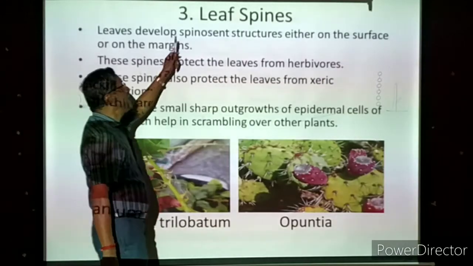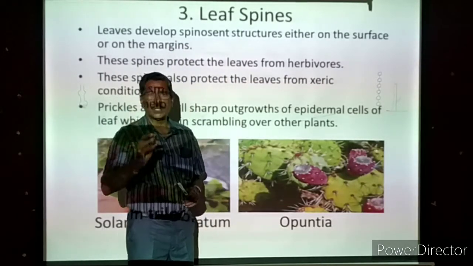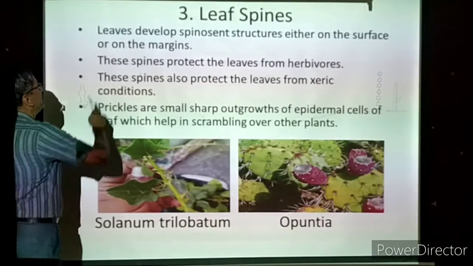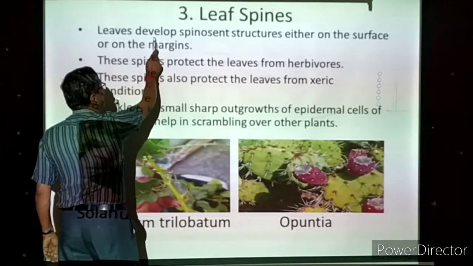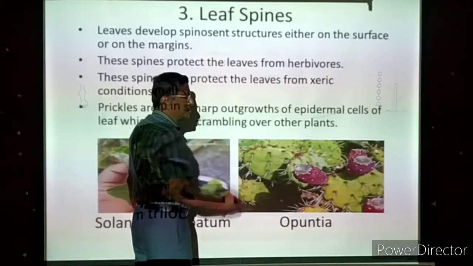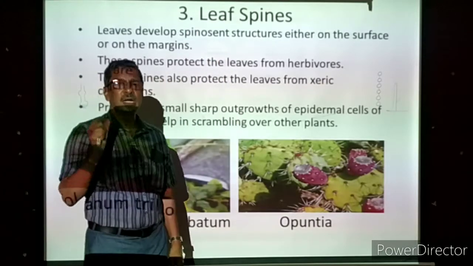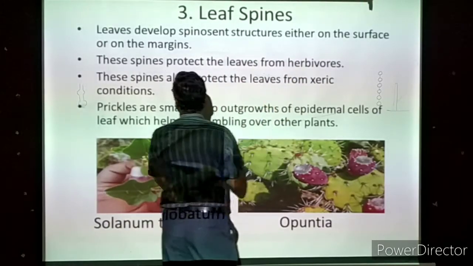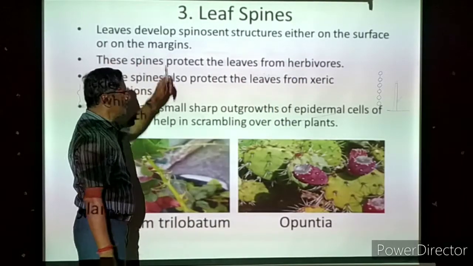Now we are coming to the third one, leaf spines. Spines means actual thorns. They are straight. They are not bent. The leaves develop spinescent structures. Spinescent means thorn-like structure. Spinescent structures, either on the surface or on the margin.